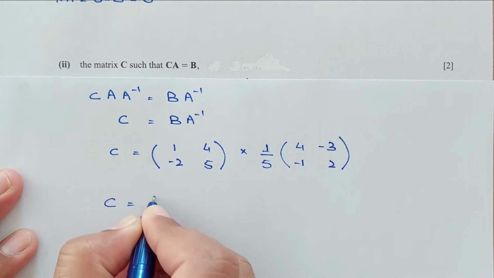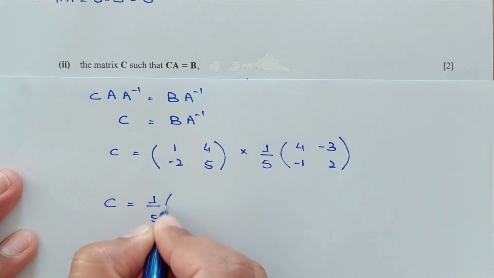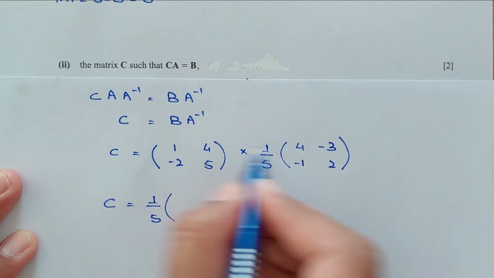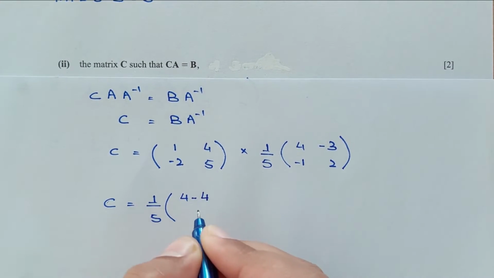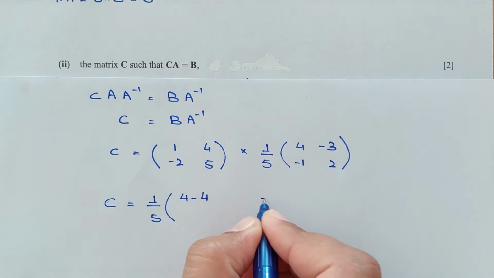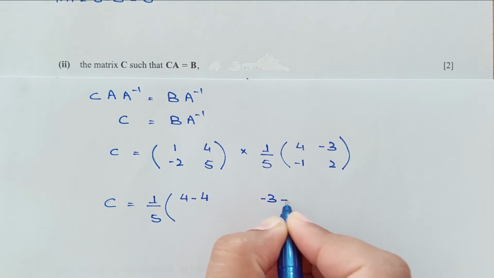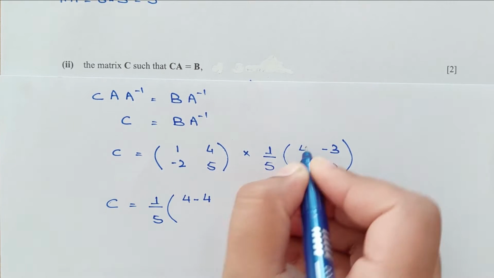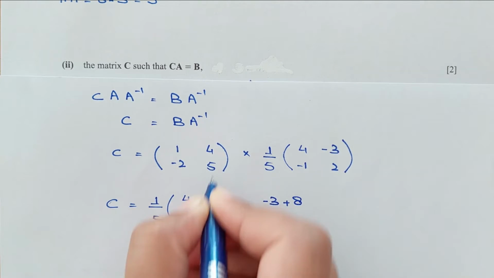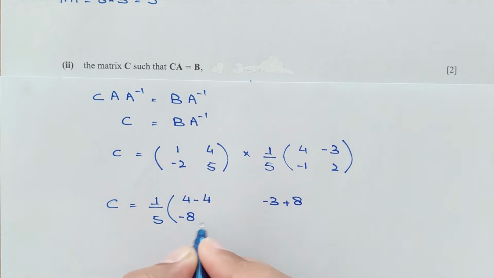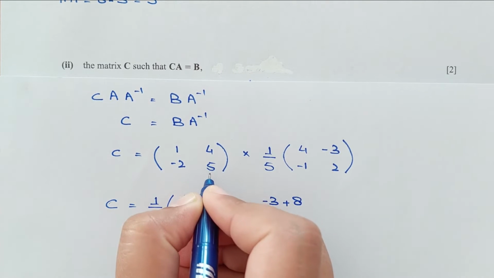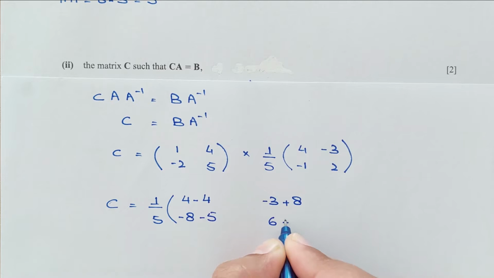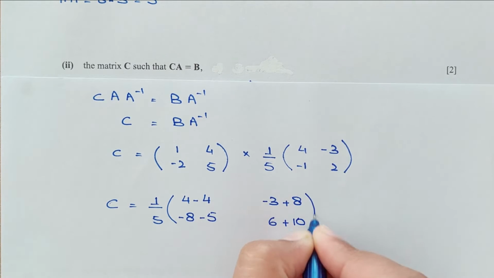We have C equals 1/5 outside. Rows are going to multiply with the columns. 1 times 4 is 4, and −2 times −3 is 6. 1 times −1 is −1, and −2 times 2 is −4. 4 times 4 is 16, and 5 times −3 is −15. 4 times −1 is −4, and 5 times 2 is 10.